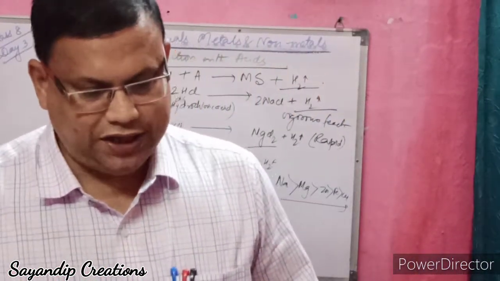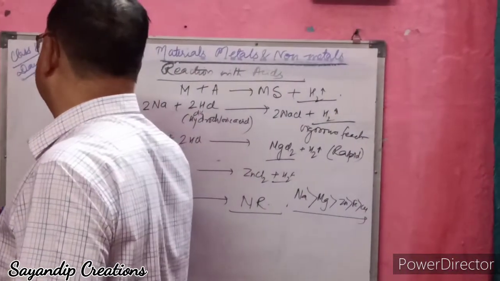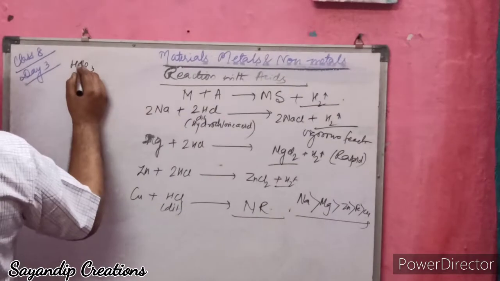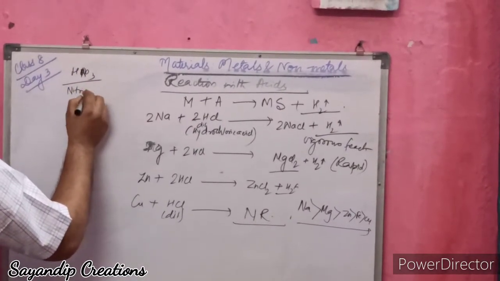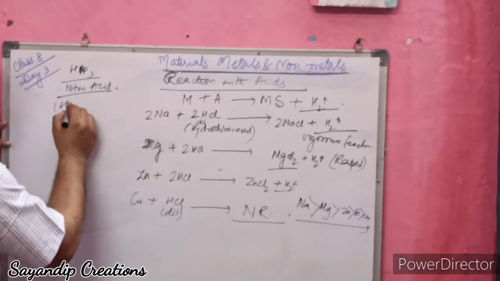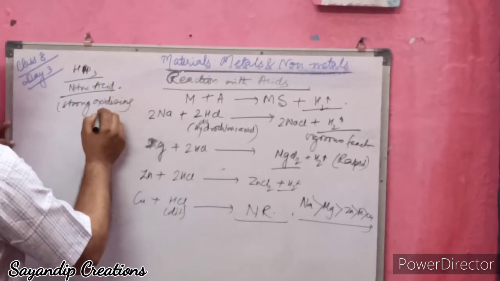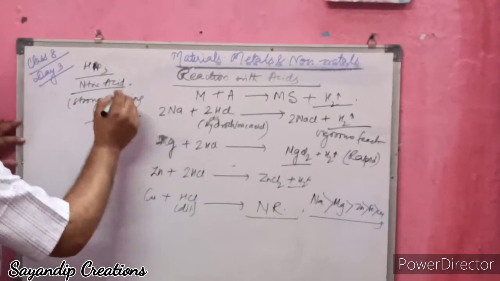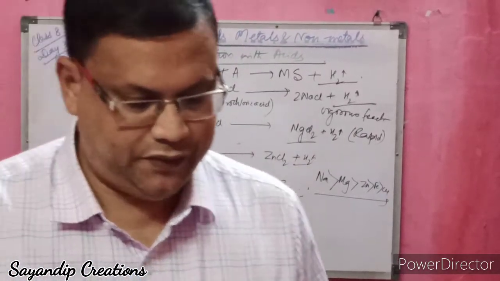Now, reaction of metal with nitric acid is not so much possible because nitric acid, HNO3, is a strong oxidizing agent. So no metals react with it in the usual way because it acts as an oxidizing agent.